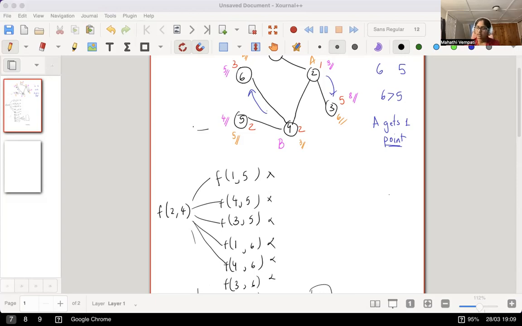One thing is, I feel like you can use the fact that you can't travel back to the same point, right? So what does that tell us?